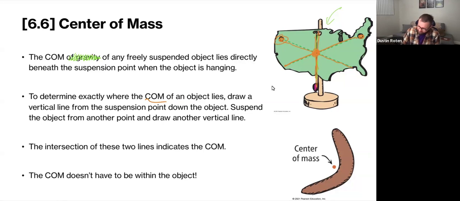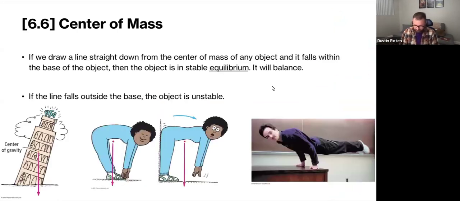Do keep in mind, if you think about this boomerang, the center of mass doesn't have to be inside the object. You can totally have a center of mass outside the object. That's actually why the boomerang looks weird when someone throws it. It's because its point of rotation isn't actually on the object itself.